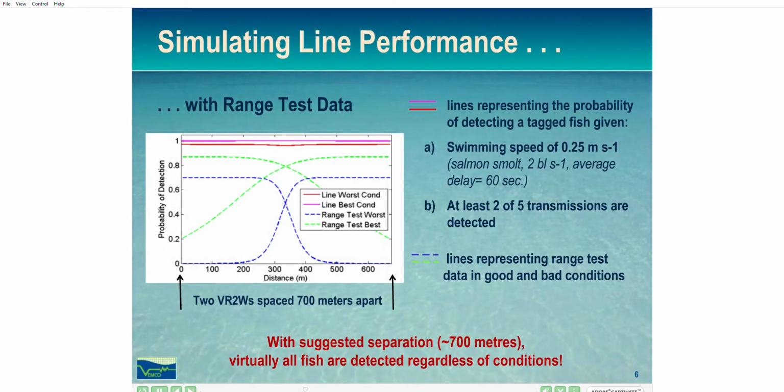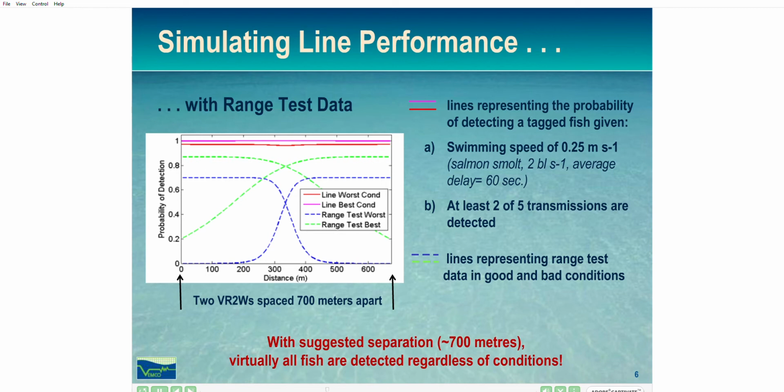To calculate the probability of detection of a passing fish at any point between 2 receivers, we use a binomial probability model that states that the outcome, for example fish detection, will be either a success or failure. The model states the following. What is the probability of successfully detecting a fish given that the tag transmits X times within acoustic range and given detection probability profiles indicated by the blue and green lines?